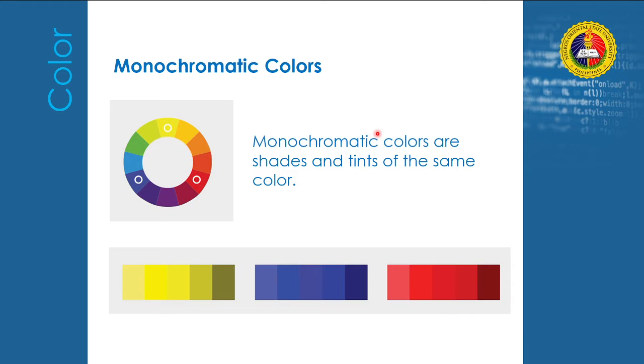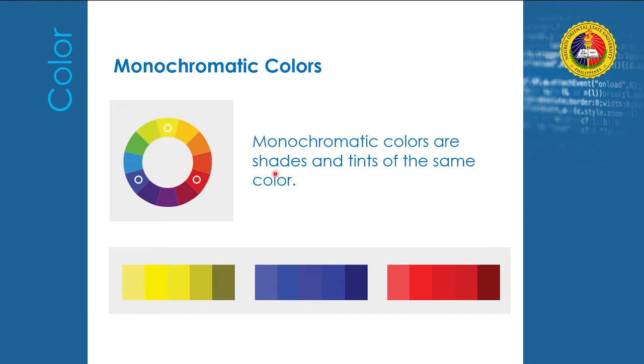The first one is monochromatic colors. When we say monochromatic colors, these are shades and tints of the same color. So that means it's the same color. However, it has different shades and tints. When we say shades, it could be either light or dark. And when we say tint is the relationship between a color and the other colors. Okay.